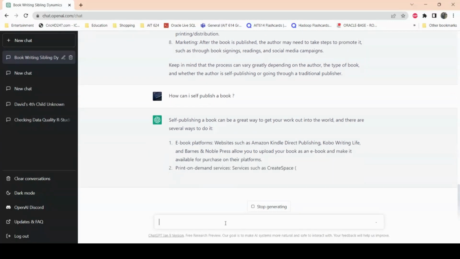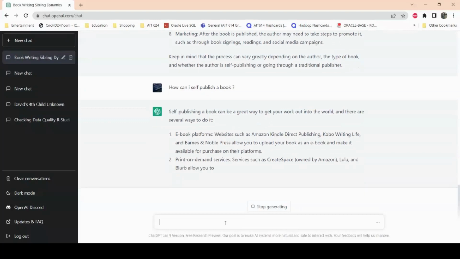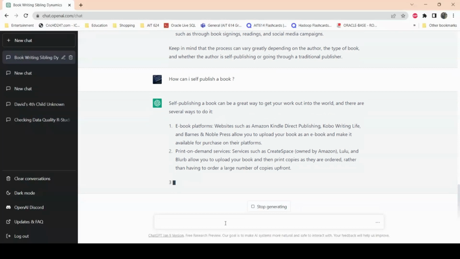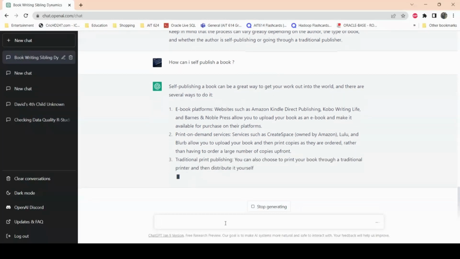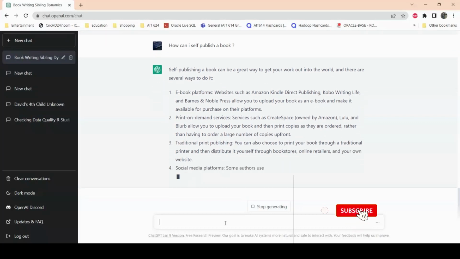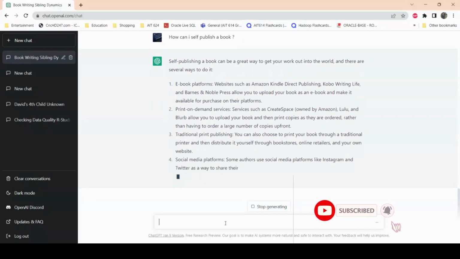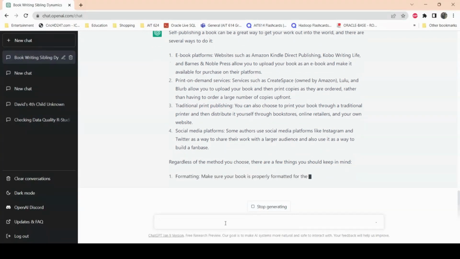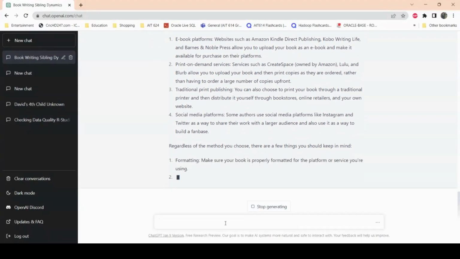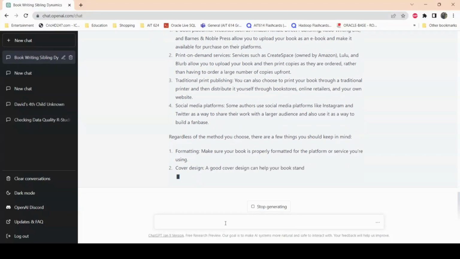So self-publishing a book can be a great way to get your work out into the world, and there are several ways to do it. So ebook platform websites such as Amazon Kindle Direct Publishing, Kobo Writing Life, and Barnes and Noble Press allow you to upload your book as an ebook and make it available for purchase on their platform. I think they kind of charge some sort of a fee. So every time you sell a book, they get a percentage of that sale. I think that's how it works.